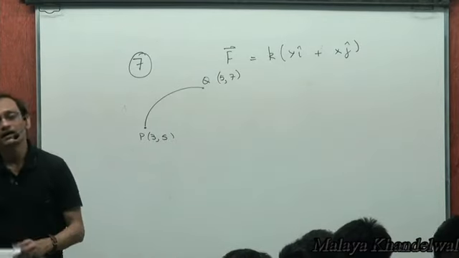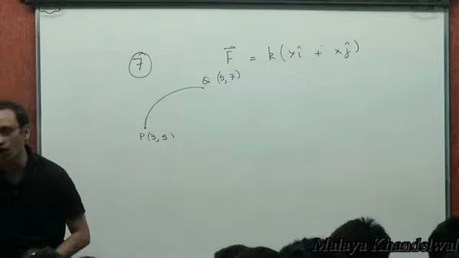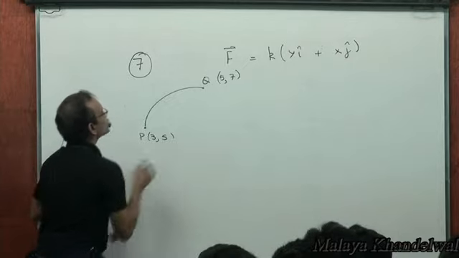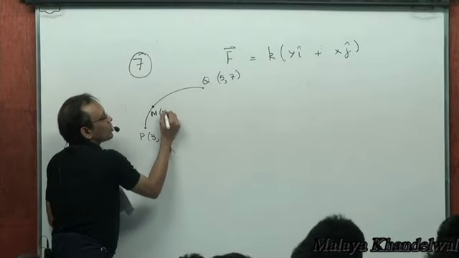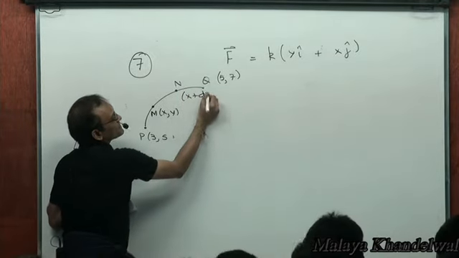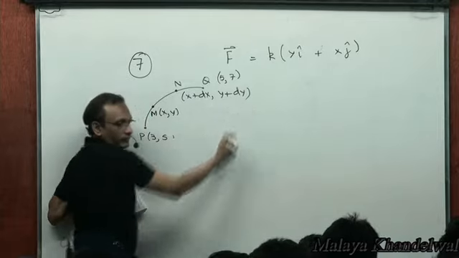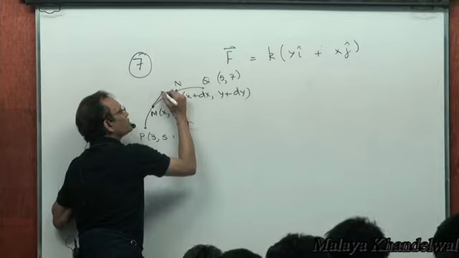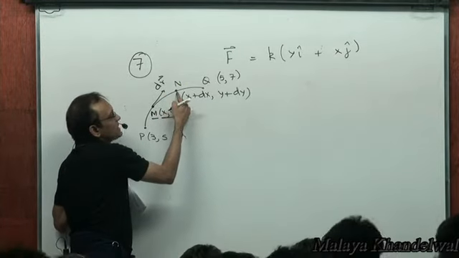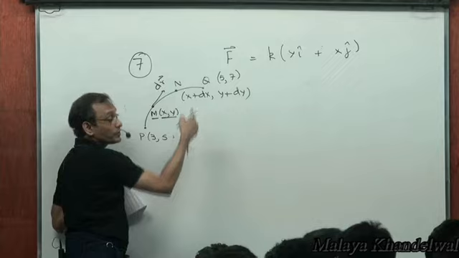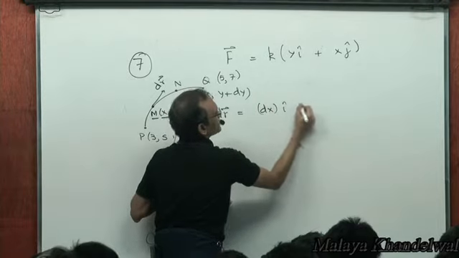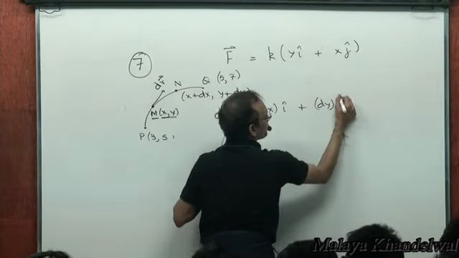In any case, let's take it along any trajectory. How does it matter? We will not even require the need for a trajectory. So from a point M, which is (x, y), if I have to take it to a nearby point N, which is (x plus dx, y plus dy), that means from M to N the displacement is dr, tangential to the curve. And dr is going to be given by dx i cap plus dy j cap, right?